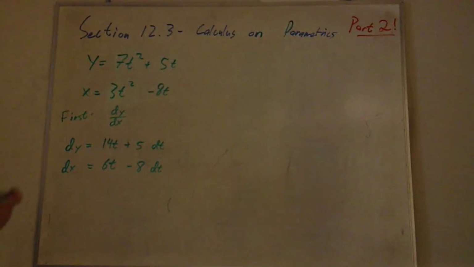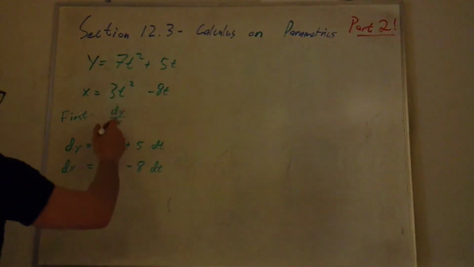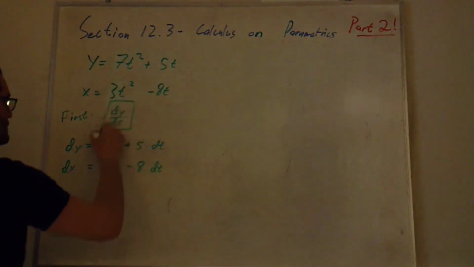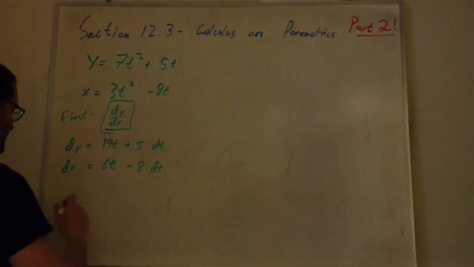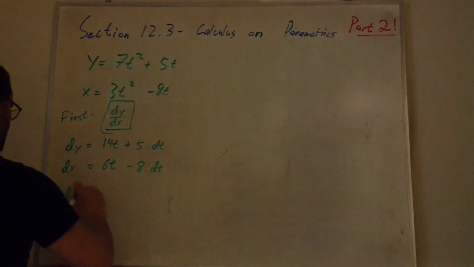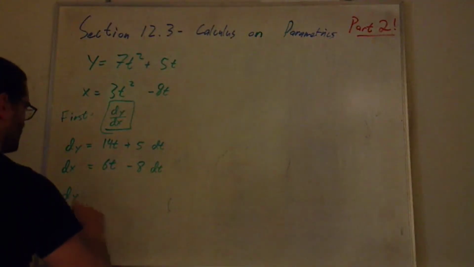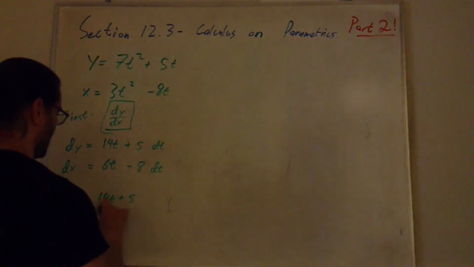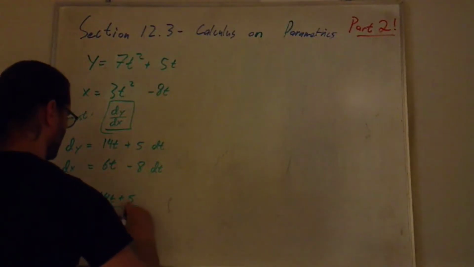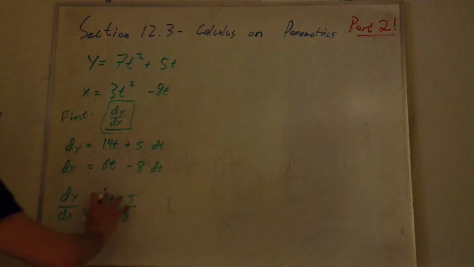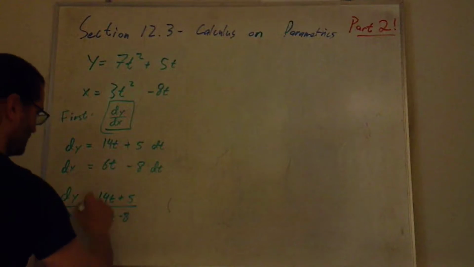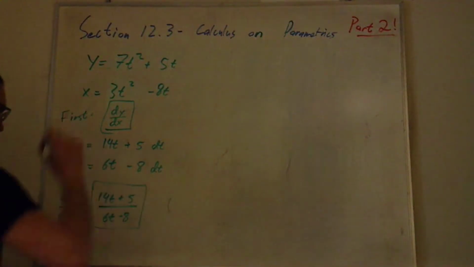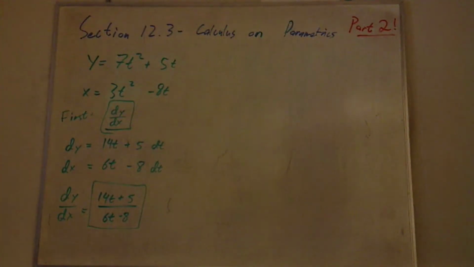So, for the first part of our problem, our dy dx, I just need to take these two things and divide them. So, dy dx is going to look like 14t plus 5 over 6t minus 8. At this step, the dt's will cancel, so I will leave them off. And we'll just have this. This is my first derivative.